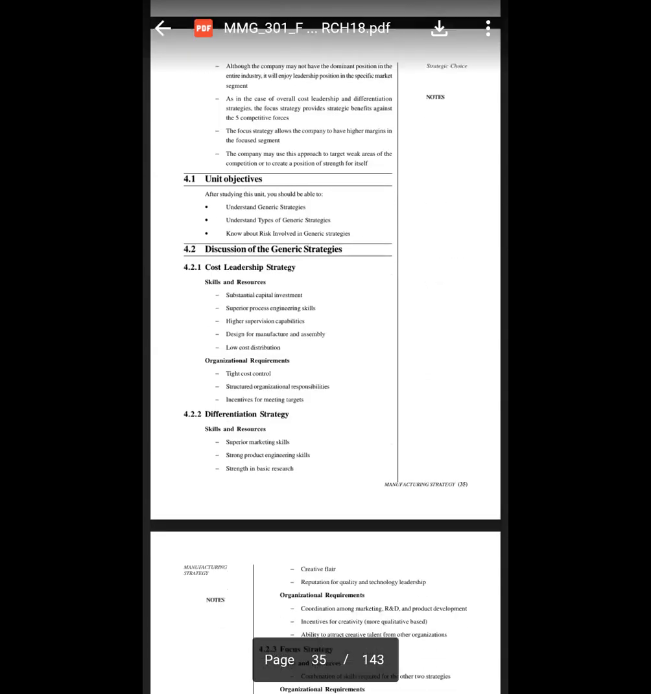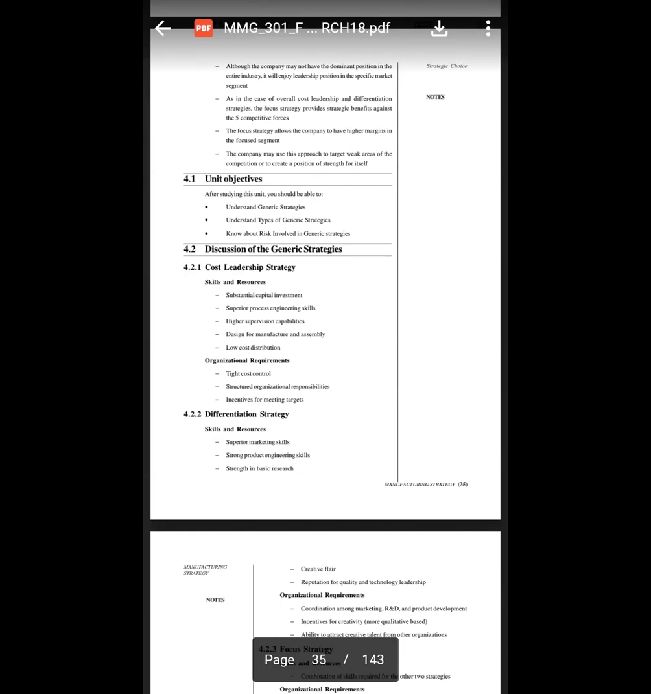Now, the discussion of generic strategies. Cost leadership strategies, skills and resources: definitely sustained capital investment. Sustained capital investment means what? The investment which is in your budget. I mean, you have made a plan and it should be in your budget only. Then superior process engineering skills, intense supervision capabilities, low cost distribution.